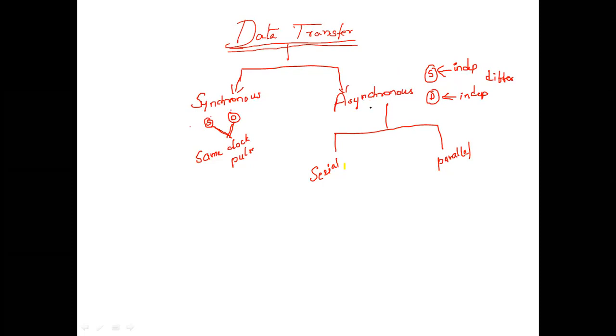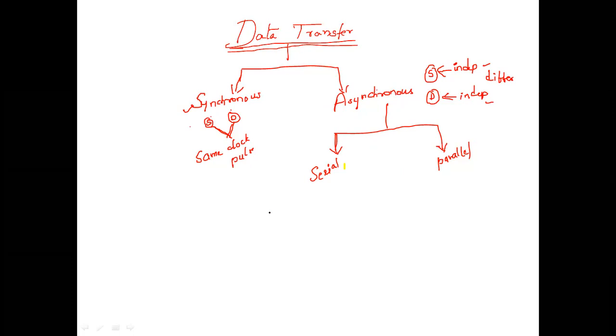Synchronous means if the source and the destination both work on the same clock pulse, then it is a synchronous data transfer. If the source has its own independent clock and the destination works with its own independent clock, then it is an asynchronous data transfer. Again, this asynchronous data transfer is divided into two categories. The first one is serial transfer and the second one is parallel transfer.